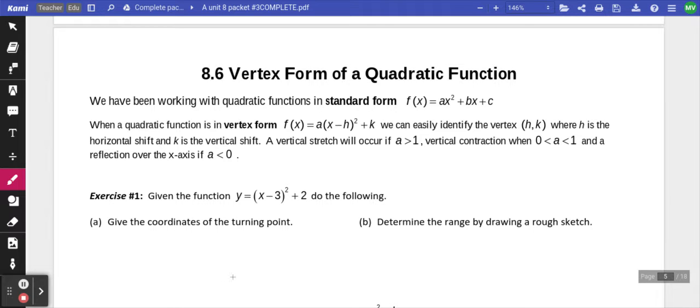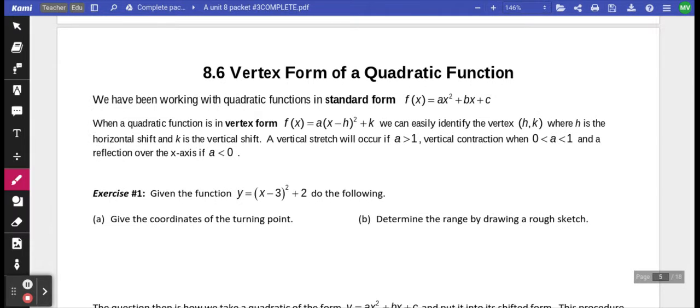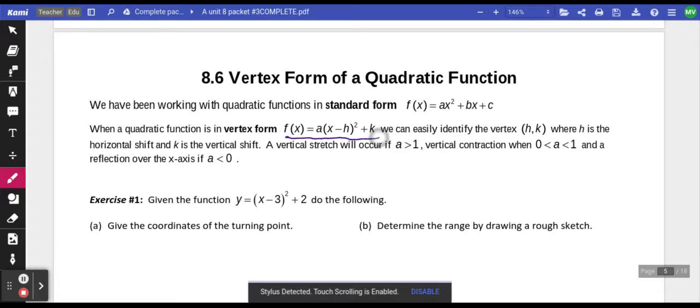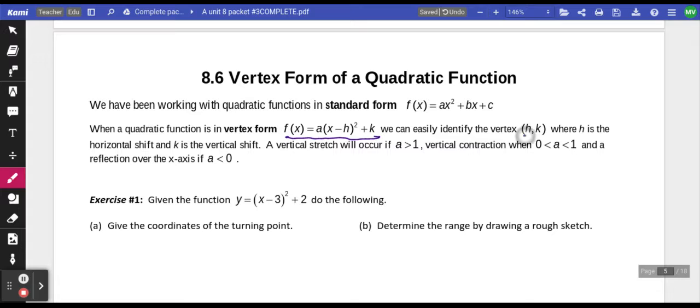Hello, everyone. Today we are going to do vertex form of a quadratic. We've been working with what we call standard form, which is ax squared plus bx plus c equals f of x. Today we're going to talk about vertex form, which is f of x equals a(x minus h) quantity squared plus k. And this is convenient because we can easily identify the vertex. The vertex is (h, k), where h is the horizontal shift and k is the vertical shift.